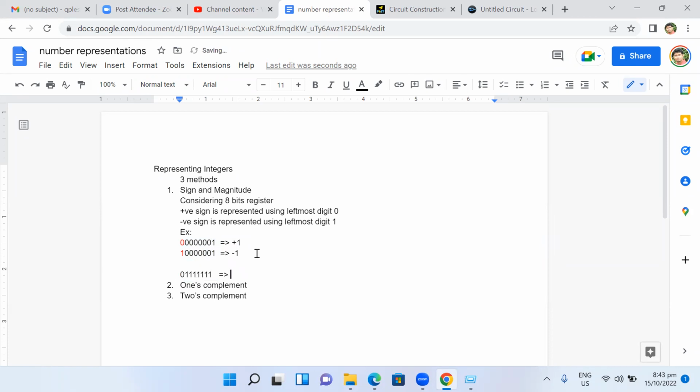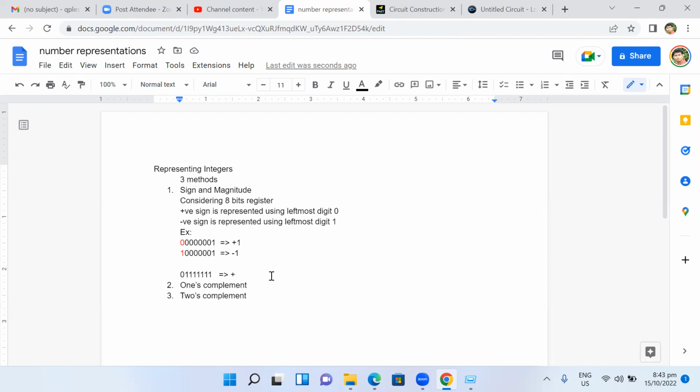Yes. What is this value? Anyway, it's positive because the leftmost digit is 0. Then what is the magnitude? What is the value? Send me in the WhatsApp, please. What is the value there?